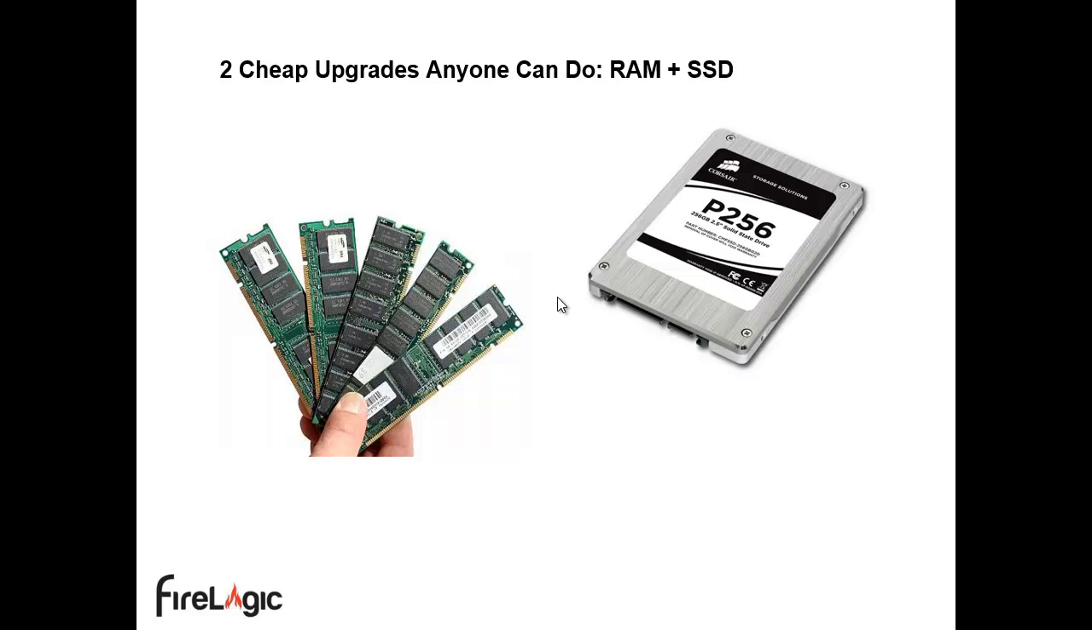Two cheap upgrades that you can do to your computer to speed that system up. The cheapest and easiest upgrade you can make is system memory, called RAM. If you have a system that has maybe 1 gig or 2 gigabytes worth of memory, you want to speed that puppy up. You can purchase a memory upgrade for any system.